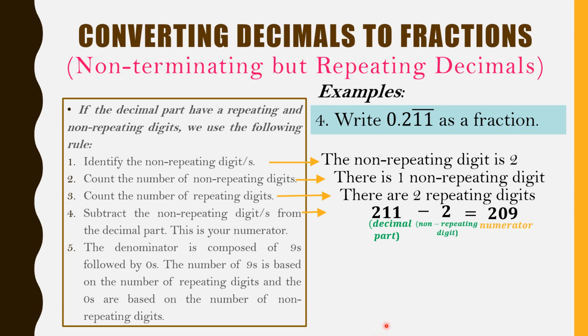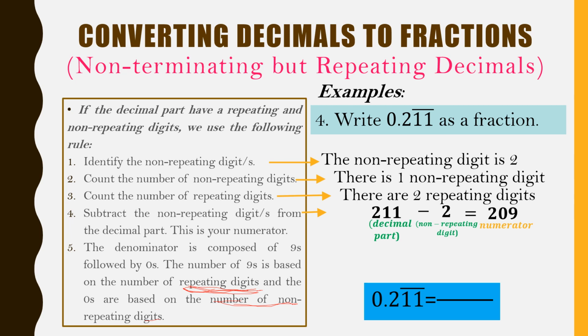Next, the denominator is composed of 9s followed by zeros. So this time it is not only 9s, but we will include zeros. It is determined by the number of repeating and non-repeating digits. The number of 9s is based on the number of repeating digits. Take note of that. The number of zeros are based on the number of non-repeating digits. So we will start with writing the number of repeating digits before the number of non-repeating digits.